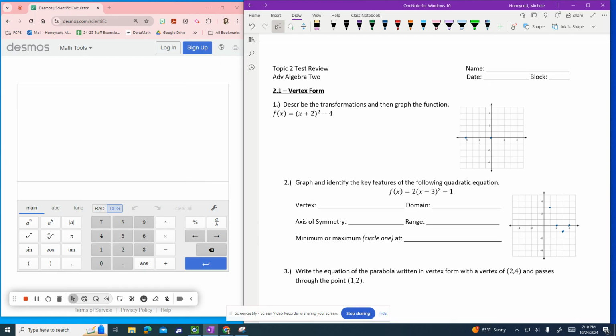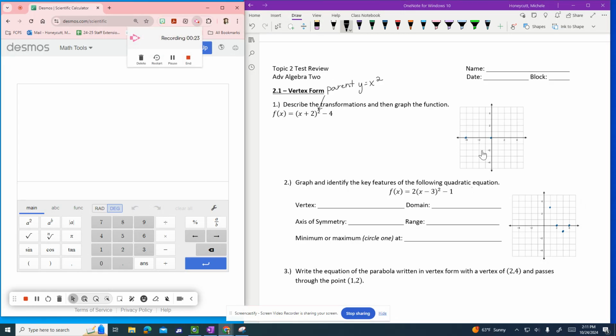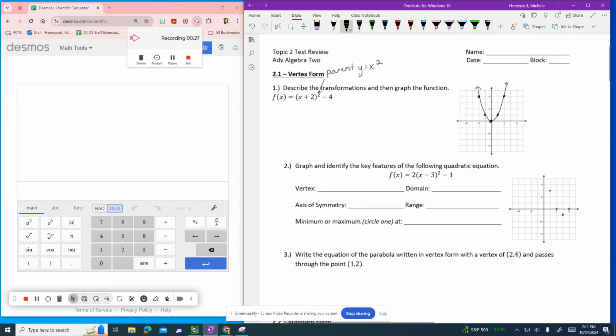So question 1 asks you to describe the transformations and then graph the function. First of all, I want to see that there's an x squared here, so that indicates that the parent function is y equals x squared. So here is the graph of the parent function y equals x squared. And then from there, we're going to do the transformations.